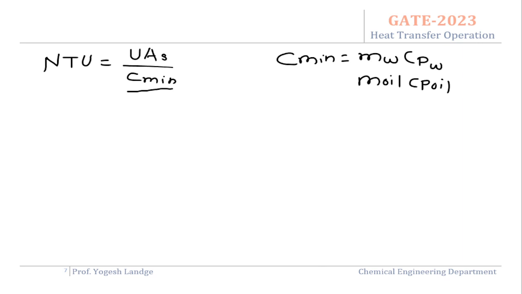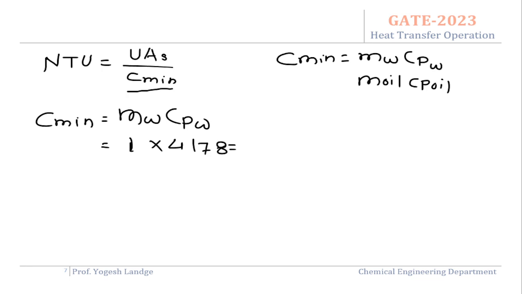So let's do the calculation for this one. As we have the mass flow rate and the specific heat, we will calculate that C minimum. For consideration, C minimum is equal to mass flow rate of the water and specific heat of the water. So mass flow rate of the water is 1 and specific heat of the water is 4178. So the answer is 4178.